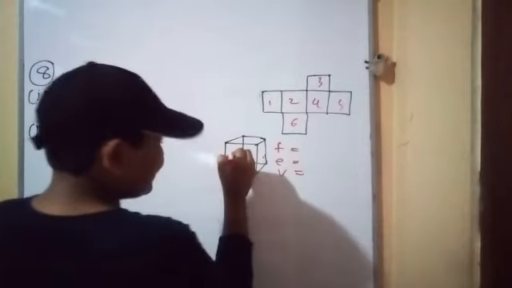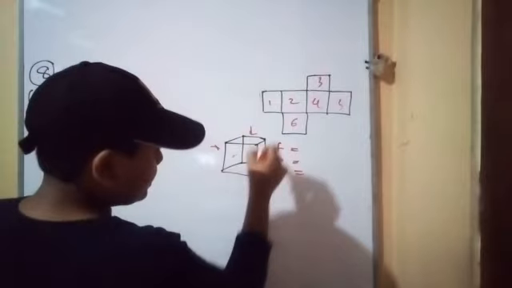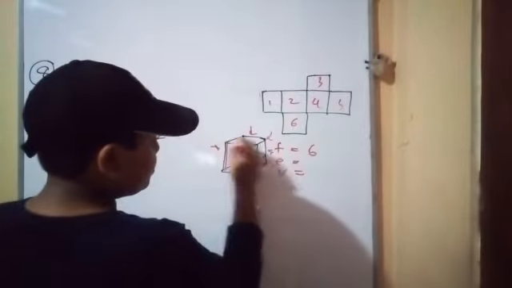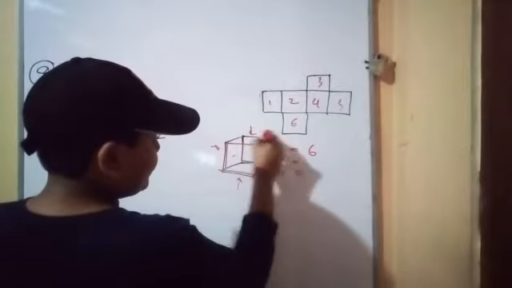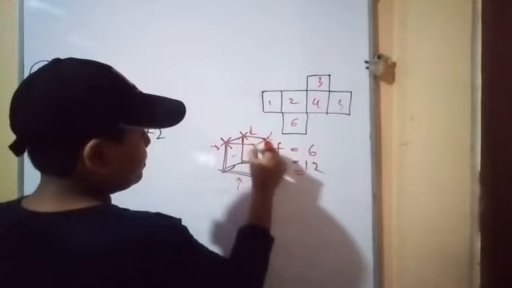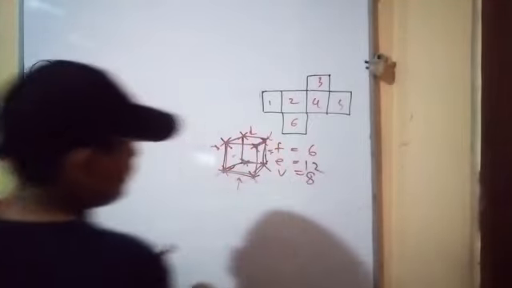Faces: this one is 1, 2, 3, 4. The back side is 5. This one is 6. Edges: 1, 2, 3, 4, 5, 6, 7, 8, 9, 10, 11, 12. Vertices: 1, 2, 3, 4, 5, 6, 7, 8. So there are 8.